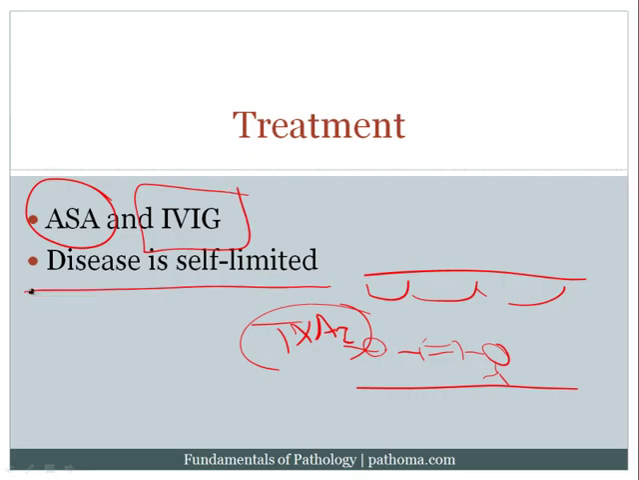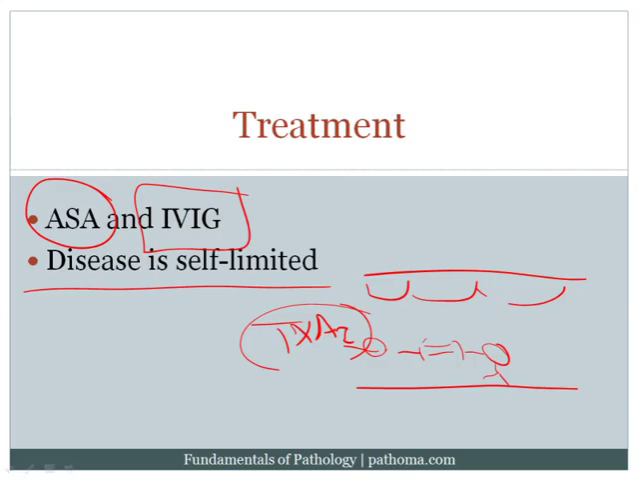The disease is self-limited, so if we can catch the disease and treat it appropriately, we could potentially decrease the risk of this very severe complication. And that's Kawasaki's disease. Now, one last thing, and that is that sometimes people have trouble remembering that one of the associations with Kawasaki's disease is that they get rash on the palms and rash on the soles.